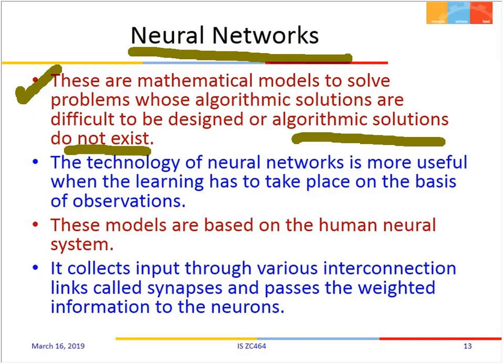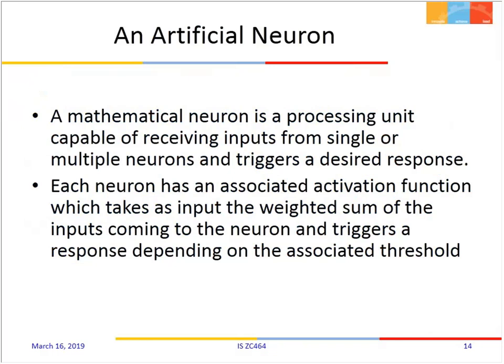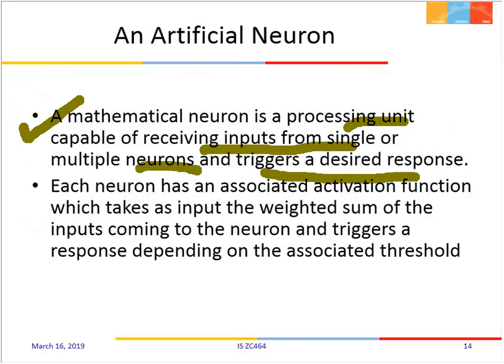It collects input through various interconnection links, which we call synapses, and they pass the weighted information to the neurons, as we have seen in the previous slides also. So basically, a mathematical neuron is a processing unit capable of receiving inputs from single or multiple neurons, and it triggers a desired response. We will see how these responses are worked out with the given data, how we calculate the weights, and how we train our neural networks.